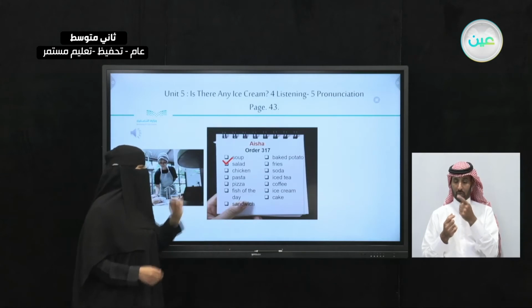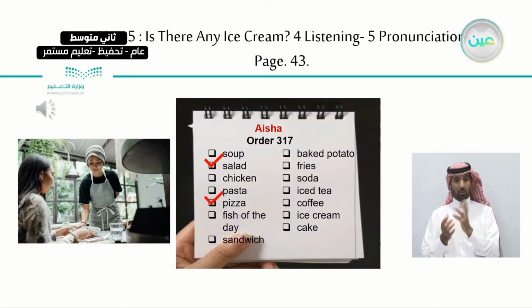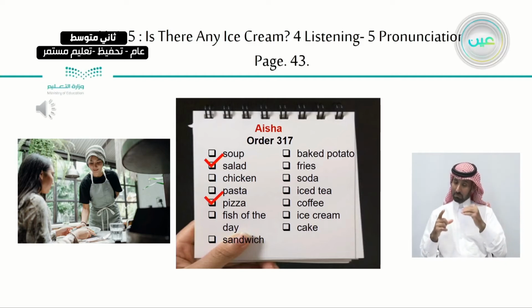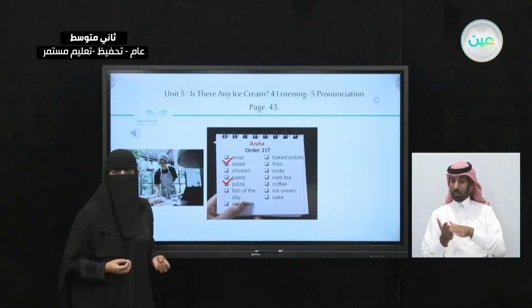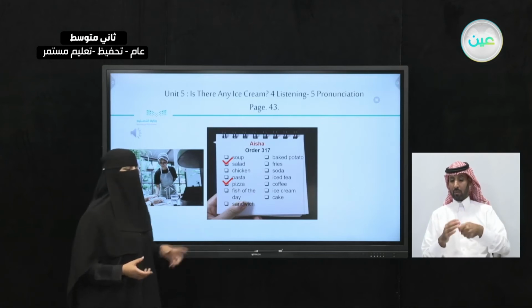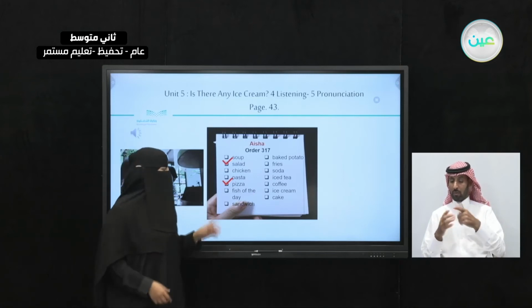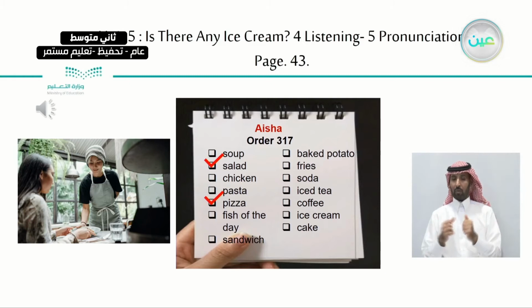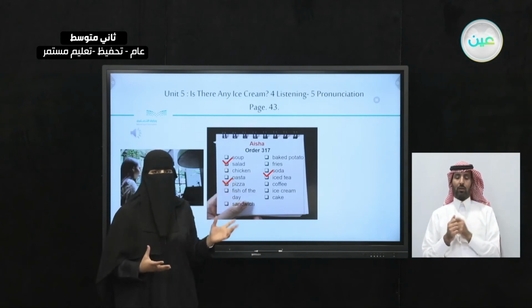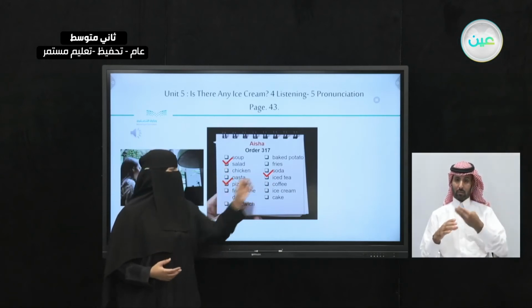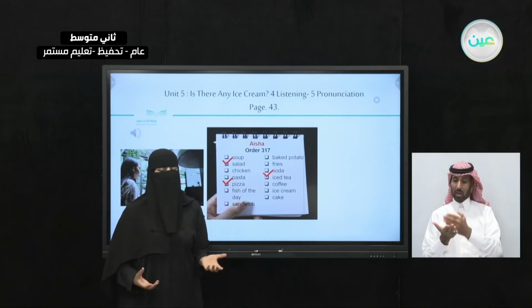Now, she ordered the salad. What else did she order? The pizza. So the waiter asked her, what size? So she wanted more details about the pizza. She asked for a medium pizza. What else did she order? One more thing. She asked for iced tea. So she asked for the salad, and she asked for the main course, which is the pizza, and she asked for the beverage, which is iced tea.